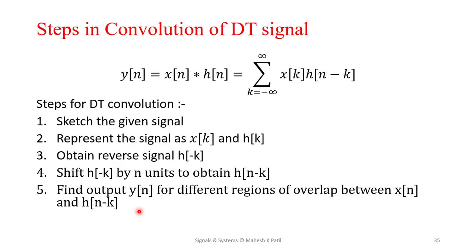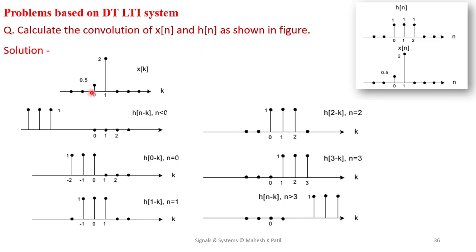If overlap exists, then represent that overlap. If it is not, then directly write 0 there. So find out all these overlapping outputs and list them one by one, or you simply add all these outputs there. Clear? So in this way, output y of n can be calculated. Now we'll see some problems based on the DT LTI system.